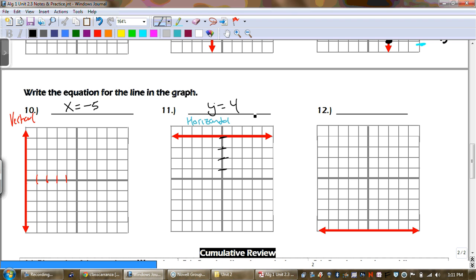Okay, why don't you guys do number 12 right now? Hopefully, you're saying it's a horizontal line. And if it's a horizontal line, it's y equals, and it's at y equals negative 5. Okay?